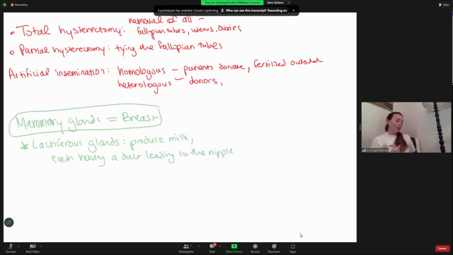So when a person has a child, they're going to develop more lactiferous glands to have more milk production, right? Fat is in between each of the lactiferous glands. And we would know that mammary glands or breasts are not a part of reproduction, not necessary for reproduction. They're just part of nourishing or feeding the baby. Okay, so that's it for reproductive.